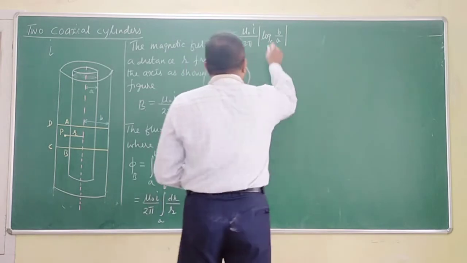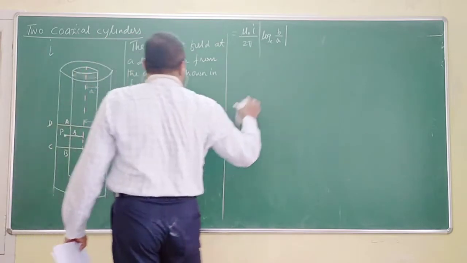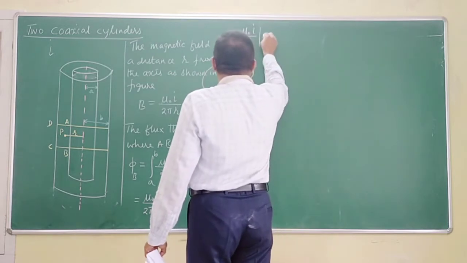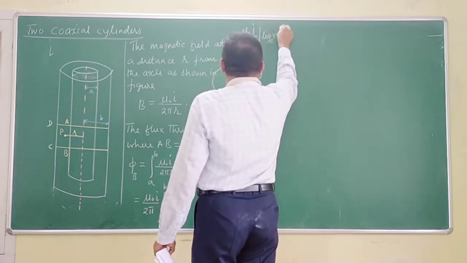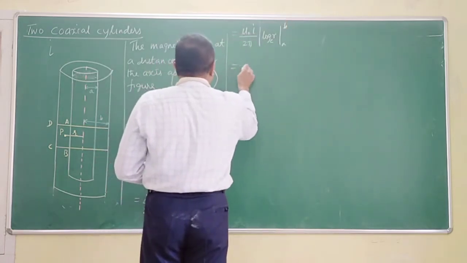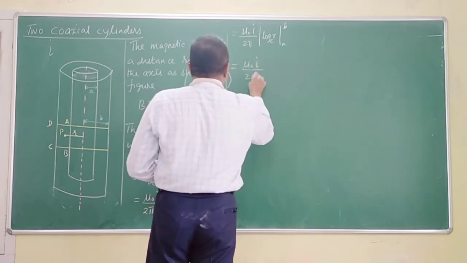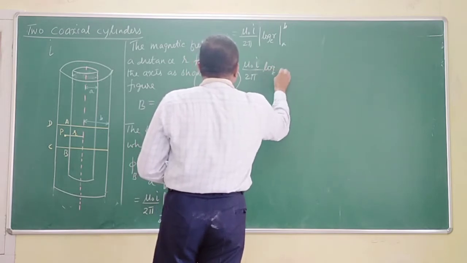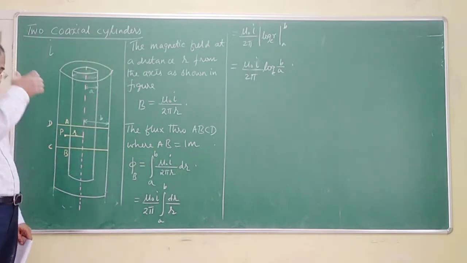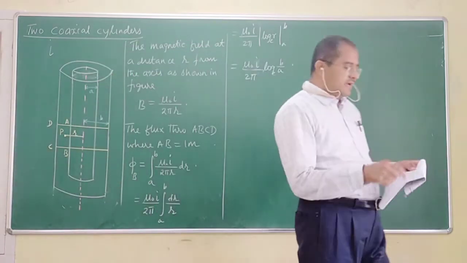Is that okay to you, sir? Or I will write it this way: mu naught I by 2 pi log to the base e r between the limits a to b, or I will write this as mu naught I by 2 pi into log to the base e b by a. Is that okay, please, sir? This is the flux, total flux that is passing through the area ABCD.